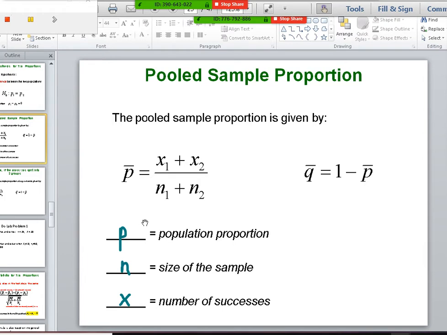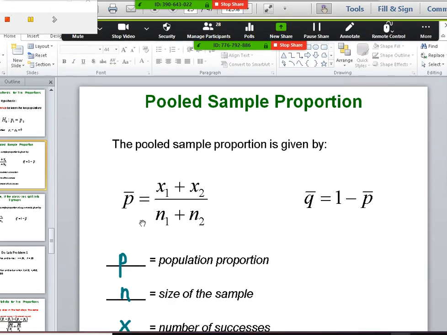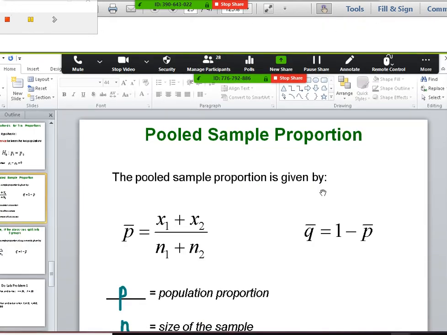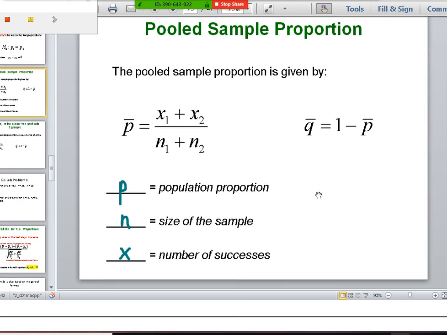The last slide said H naught is P1 equals P2, correct? Yes. H naught is that P1 is equal to P2. That's the very first thing you're filling in on your notes. All right, so then let's talk a little bit about this pooled sample.